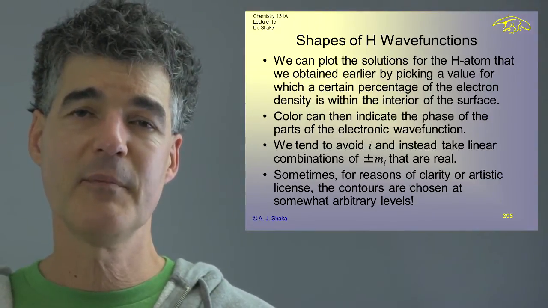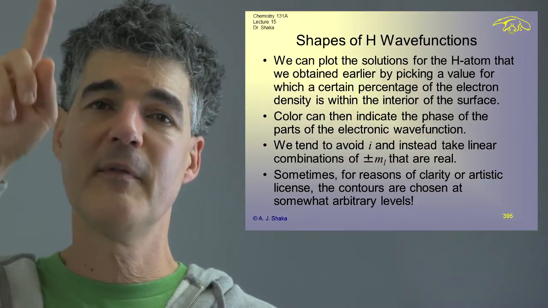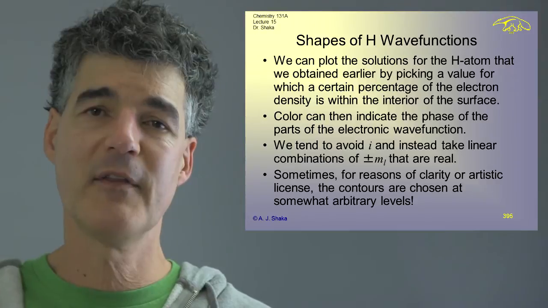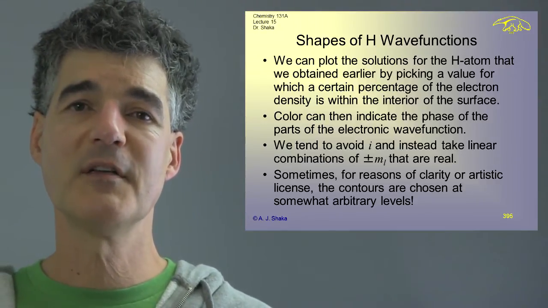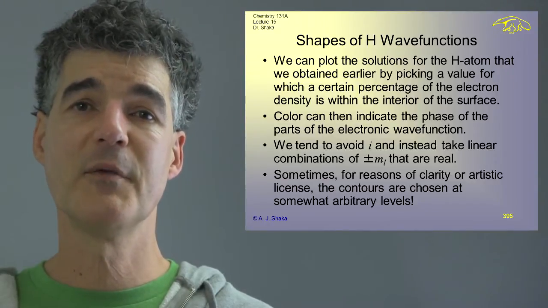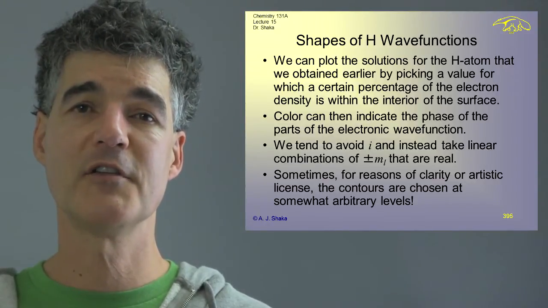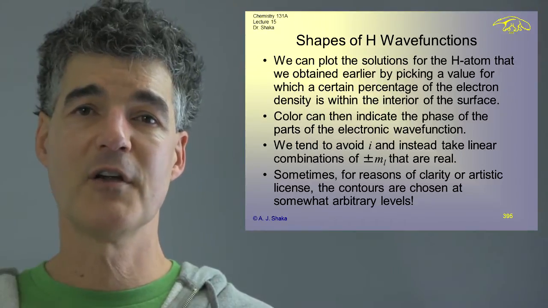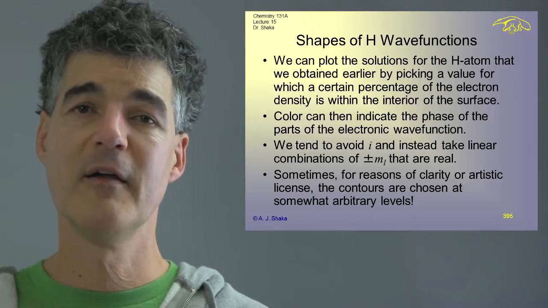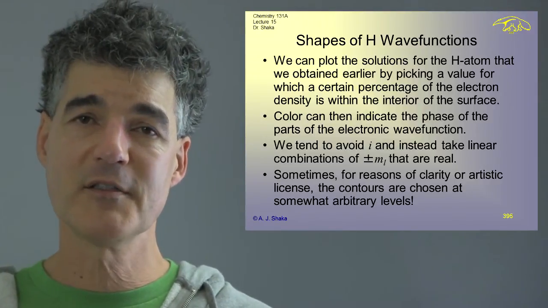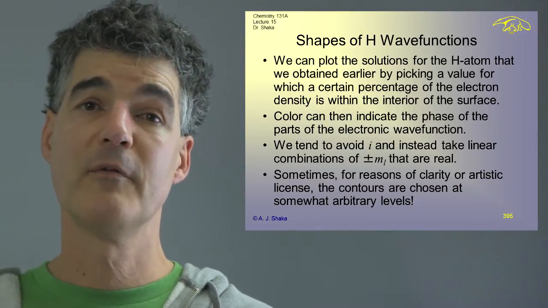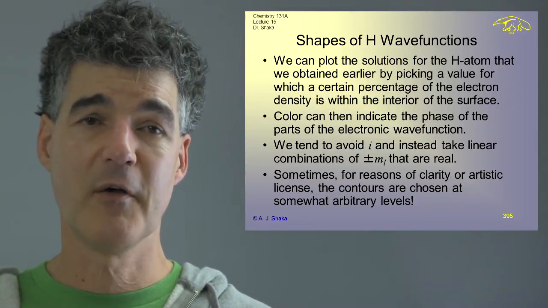Sometimes before people used color, they'd mark a plus on one side of the wave function and a minus on the other. The problem with using plus and minus is that if you look at it and you aren't quite sure what it refers to, you might think it has something to do with charge. But it doesn't have anything to do with charge, because electrons are always negative. It's just whether the phase of the wave function is positive or negative. And in between, there's a node where the wave function has to be 0.